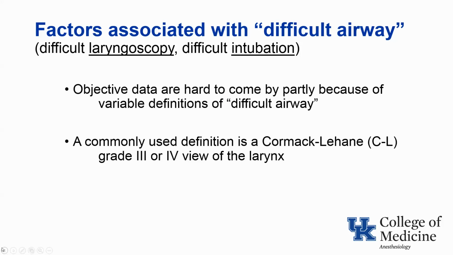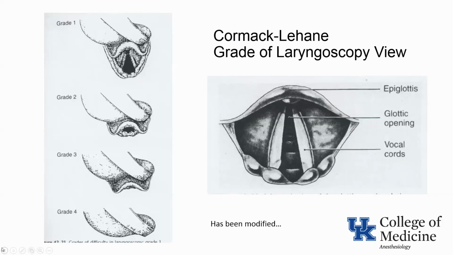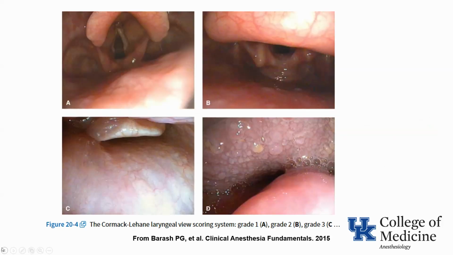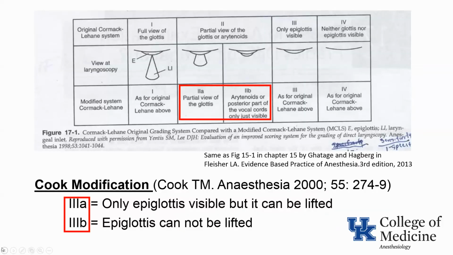Some of the factors associated with difficult laryngoscopy and difficult intubation are hard to come by, but as I said, a common definition is poor Cormack-Lehane view of the larynx. This is an illustration of the original Cormack-Lehane grading scale of 1 through 4. This is another illustration of it, and these are actual diagrams showing the 4 characteristics.